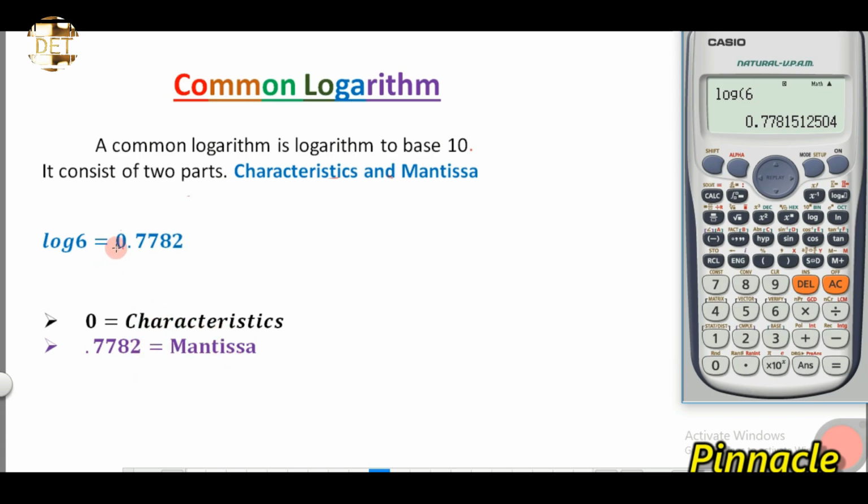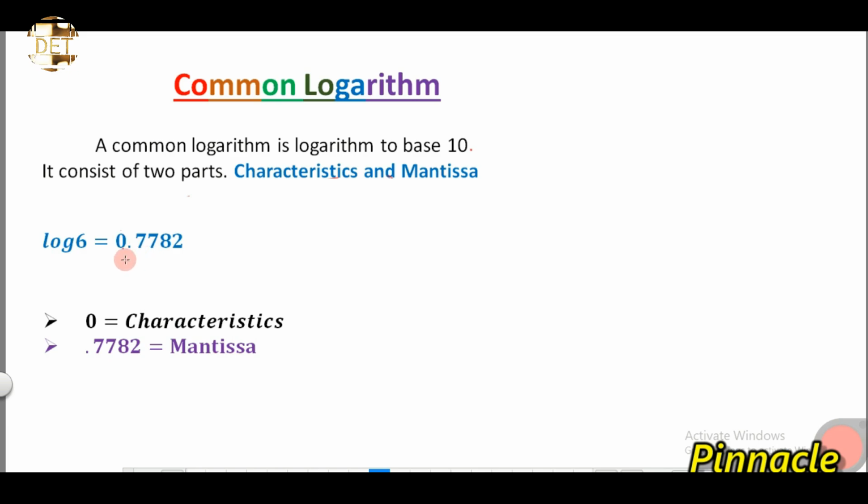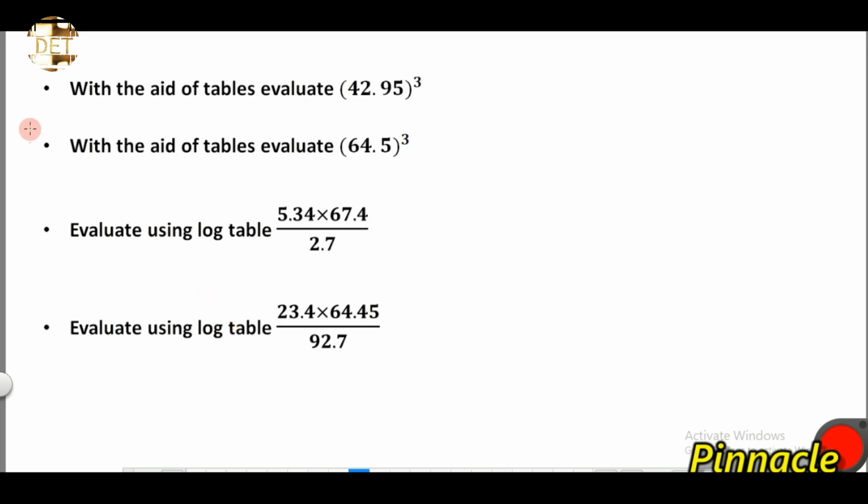So the whole number is usually the characteristics, while the fractional part or the decimal part is the mantissa. So 0 is the characteristics, which is the whole number part, and 0.7782 is the mantissa, which is the decimal part of it. So let's look at some questions.